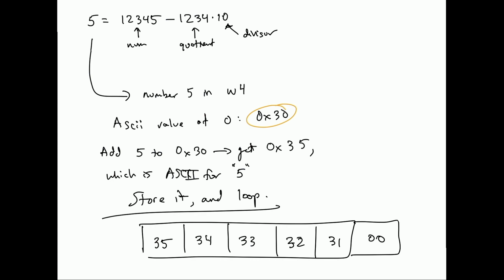How do you know that? So, if I take 1, 2, 3, 4, 5 and I divide it by 10, I get 1, 2, 3, 4, remainder 5. Okay, I divide again. 1, 2, 3, 4 divided by 10 is 1, 2, 3, remainder 4. Continue. 1, 2, 3 divided by 10 is 1, 2, remainder 3. Continue. 12 divided by 10 is 1, remainder 2.